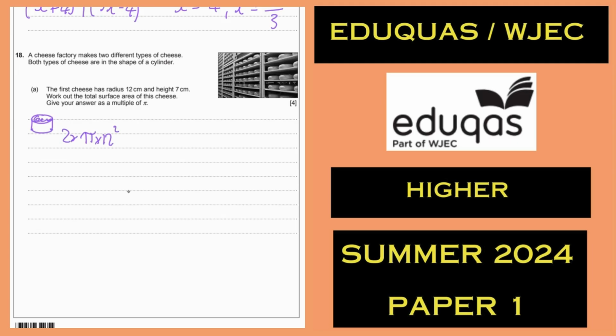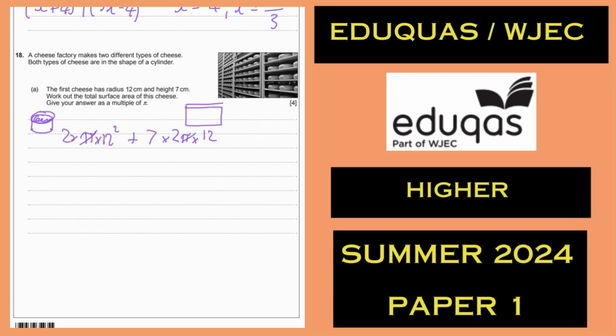The side though, if you've ever took a label off a tin of beans, tin of soup, the area of this is the height, which is 7, multiplied by this distance there is actually that distance there. In other words, it's the circumference of the circle, which is given by 2 times pi times the radius, which is 12. Give your answer as a multiple of pi.